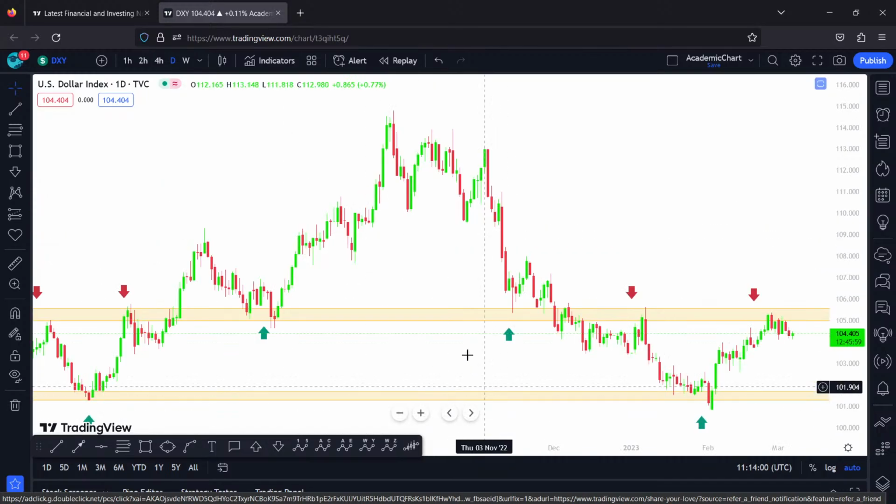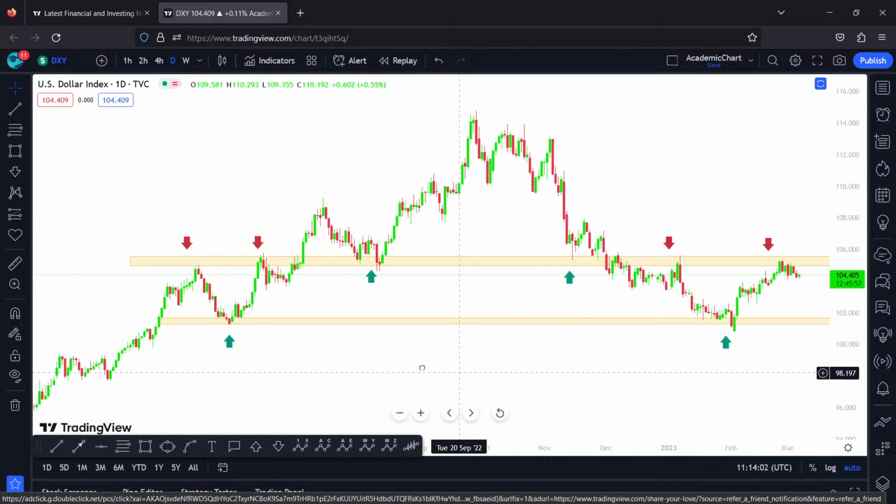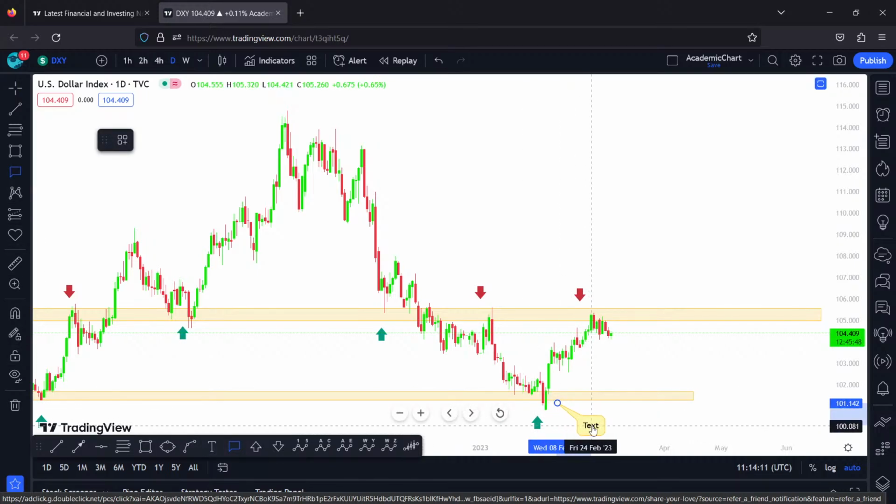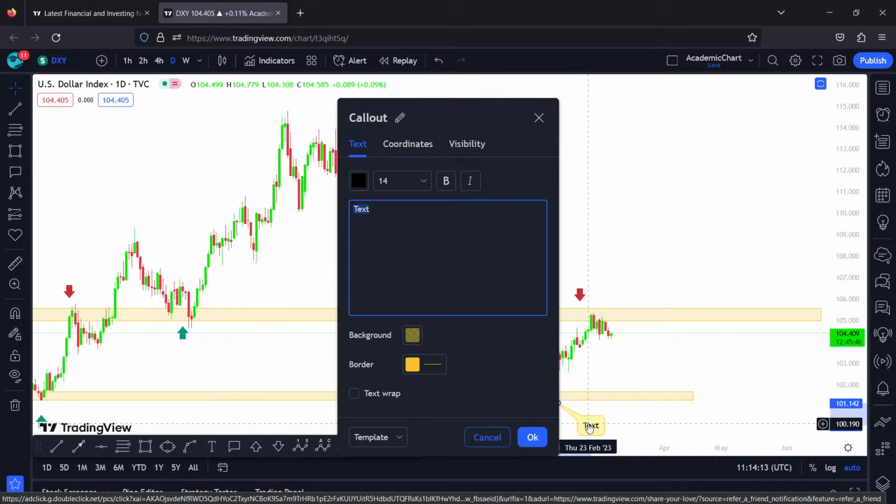Let me just zoom out a little bit. Here, what I'm saying is that we had some sort of, let's just use a callout tool here, I can say that it was the end of the corrective structure on the 50 percentage Fibonacci grid, recent.